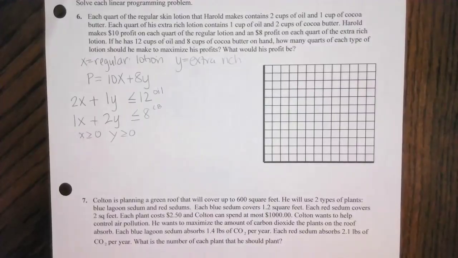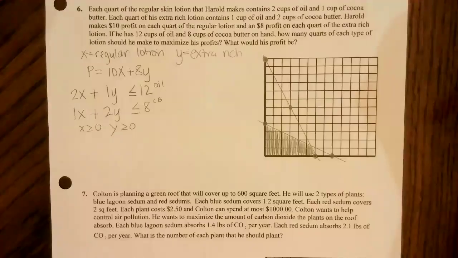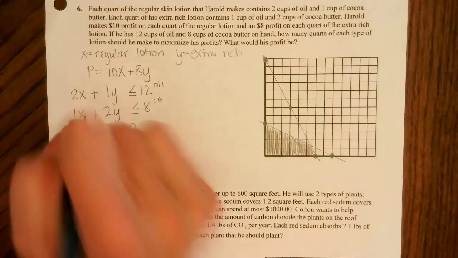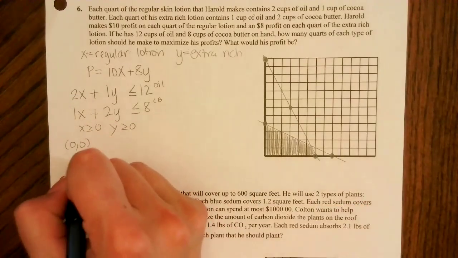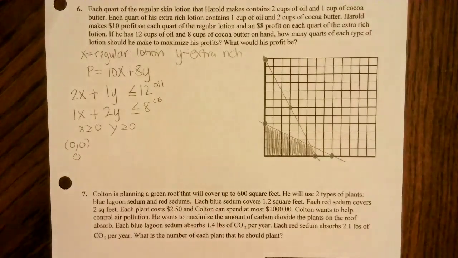We're ready to graph. You can graph with the intercepts. You can graph by solving for y, however you want to graph. Go ahead and pause and graph this. All right, this is the graph that you should have gotten right there. Now let's talk about our vertices. So 0, 0, that's an easy vertex right here, but that means he has no lotion, and so he made 0 money. Not so great.